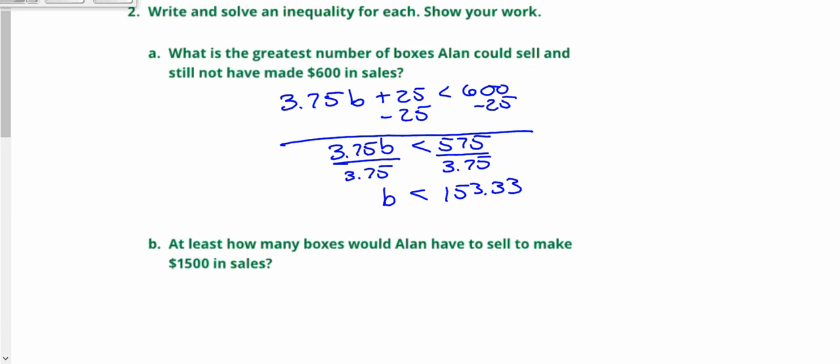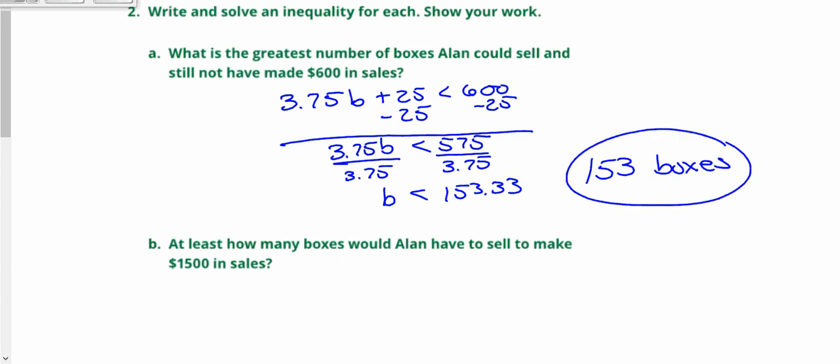If we round up to 154, then he would have made at least 600, maybe even $601. So this would be 153. This is an example of where you round down based on what you're trying to get for your answer, because we don't want to make 600 in sales, we want to make less than 600 in sales.